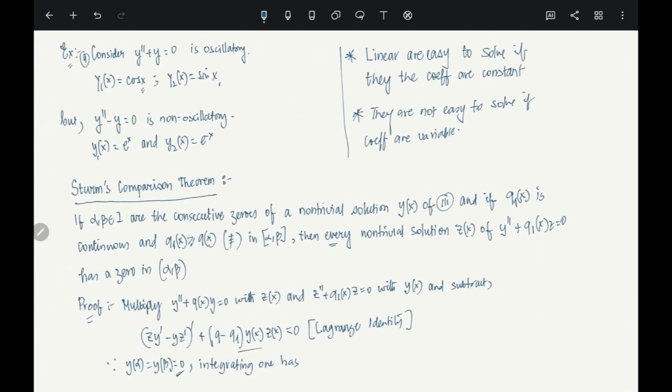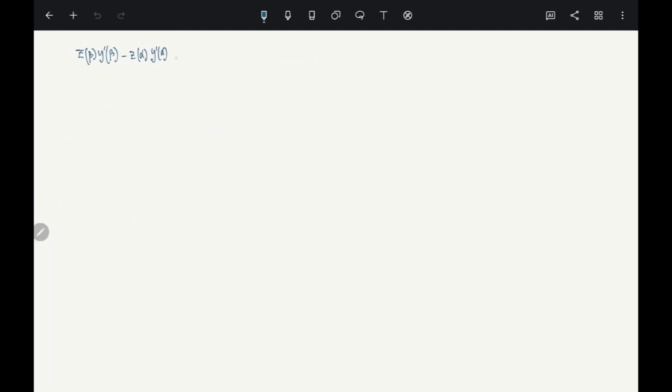And then the integral of this particular thing: plus the integral from alpha to beta of (q of x minus q1 of x) y of x z of x dx. I hope this is clear. Very simple. Okay, the Lagrange identity, after that you integrate that. This is basically the Green's identity, if you want to call that. Okay, so we have this.